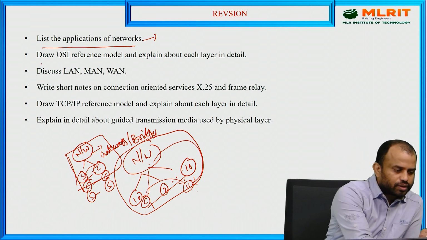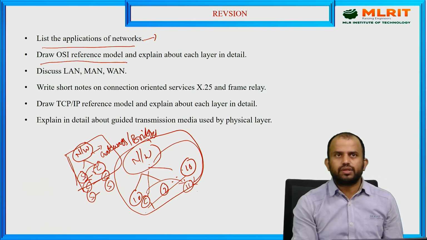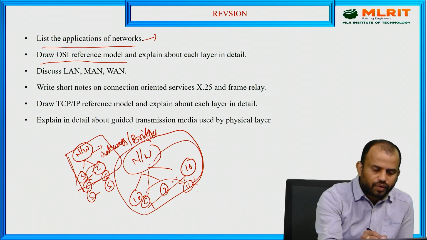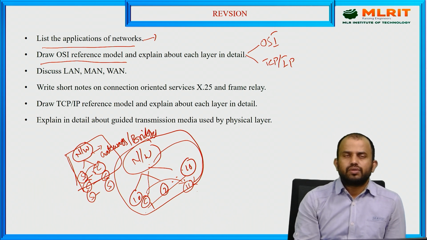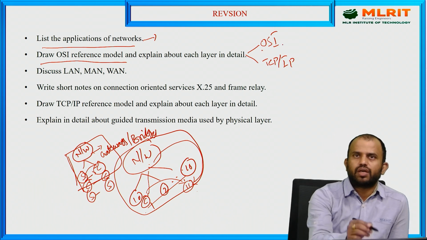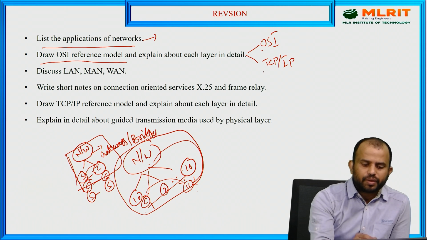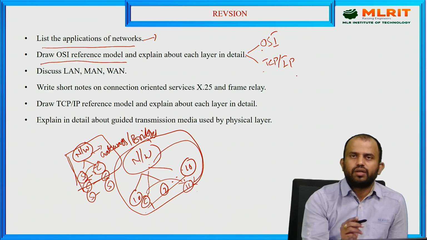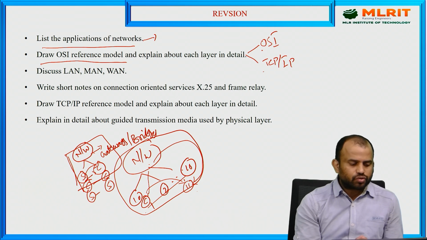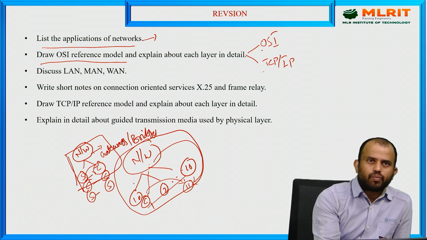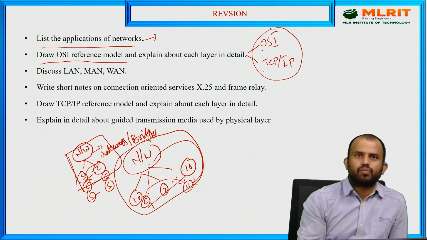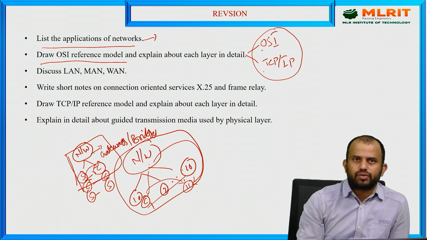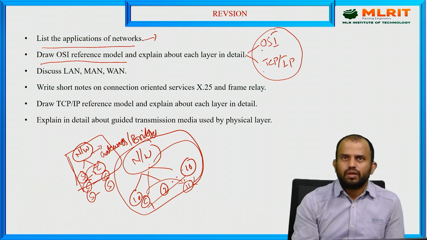The second topic is the reference model. In the reference model we have two things: one is the OSI reference model, and the second is the TCP/IP reference model. OSI stands for Open System Interconnection reference model, and TCP/IP stands for Transmission Control Protocol with Internet Protocol. While establishing a network, it is established based on the OSI and TCP/IP reference models, when establishing the network architecture path.